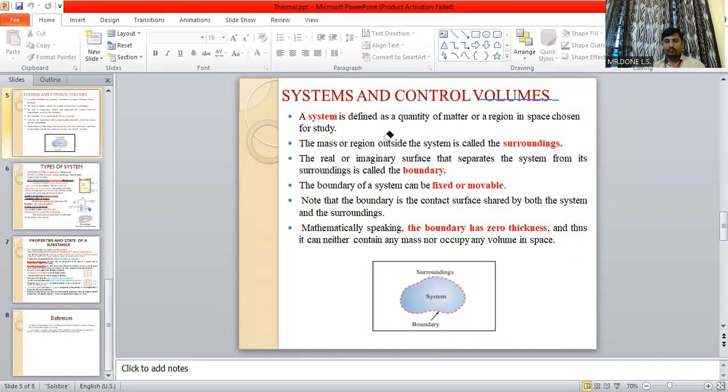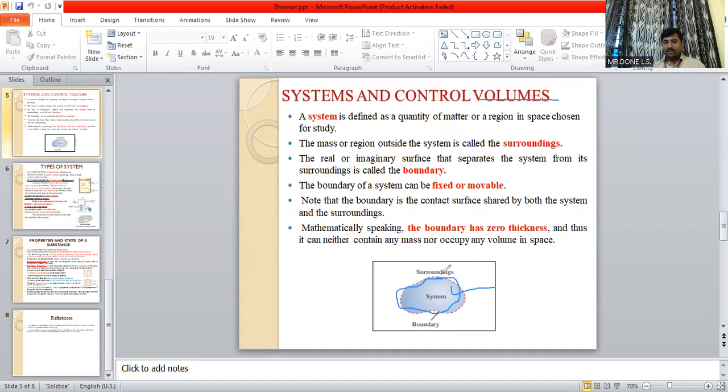See, this is a figure of system, surrounding, and boundary. This is the part, the region or matter, which is taken into consideration for thermodynamic study. This is known as a system, and this dash line is known as a boundary, and the matter outside this boundary is known as a surrounding.